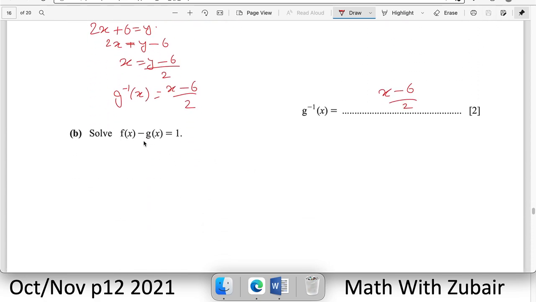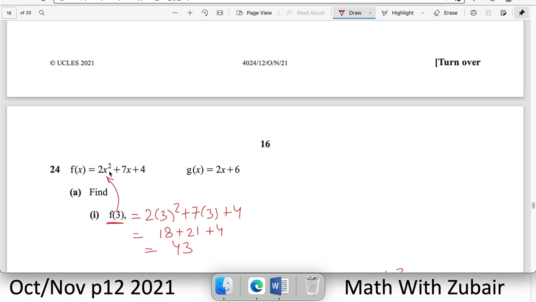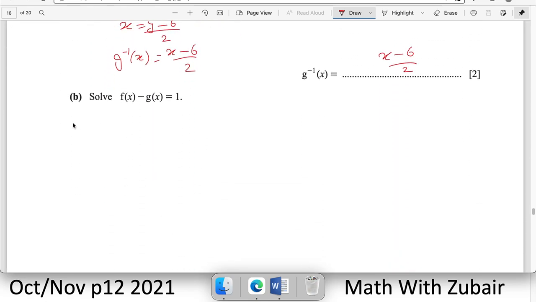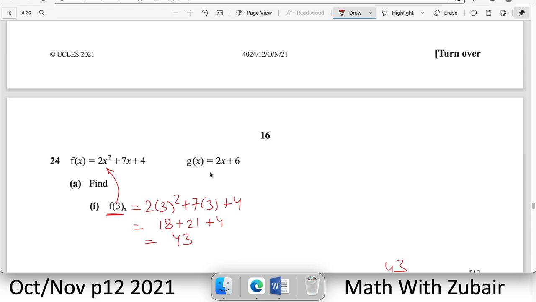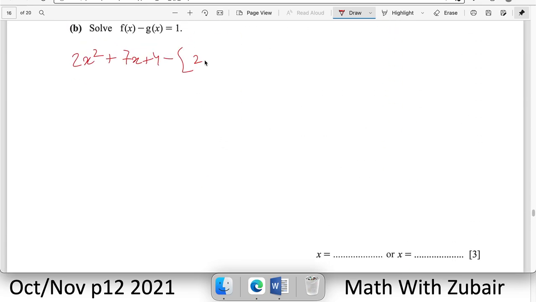Solve f of x minus g of x. So I'm copying this f of x, 2x squared plus 7x plus 4. Subtract g of x, which was 2x plus 6, and it is equal to 1. So we simplify this and solve this. 2x squared plus 7x plus 4 minus 2x minus 6. We take this 1 on the other side, minus 1.